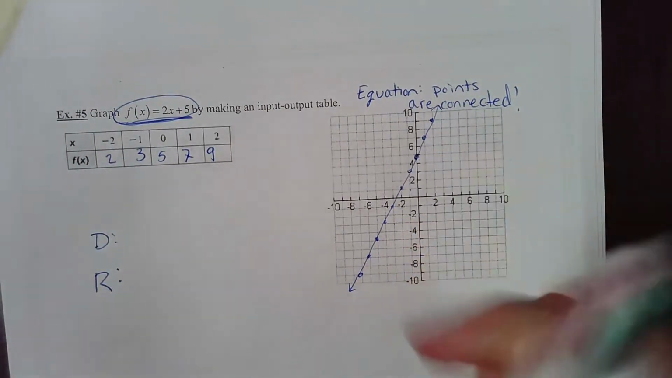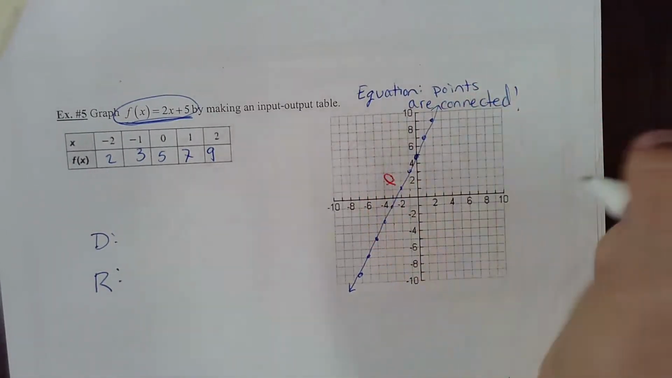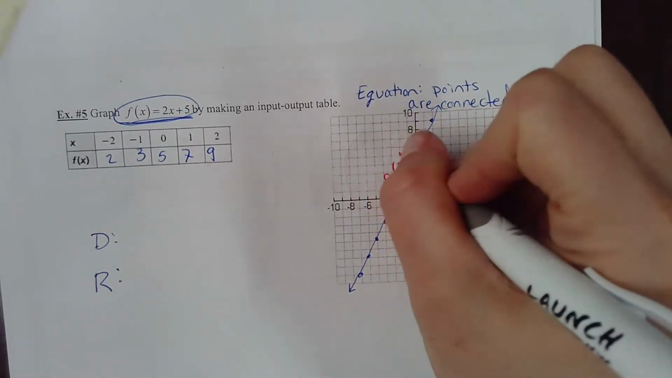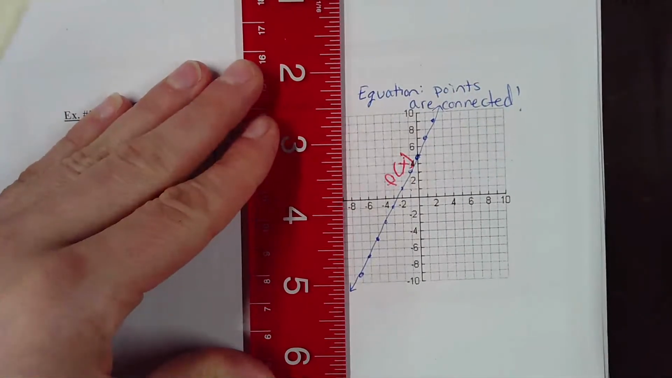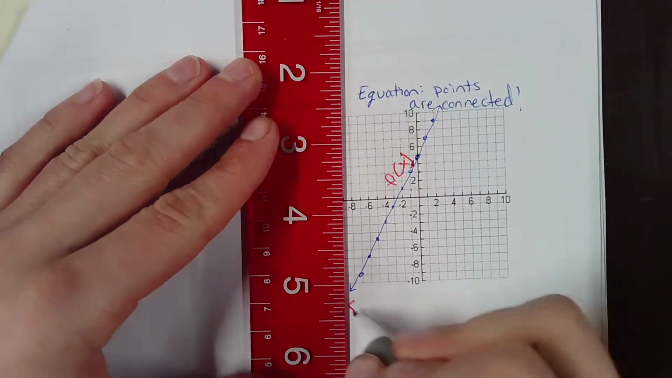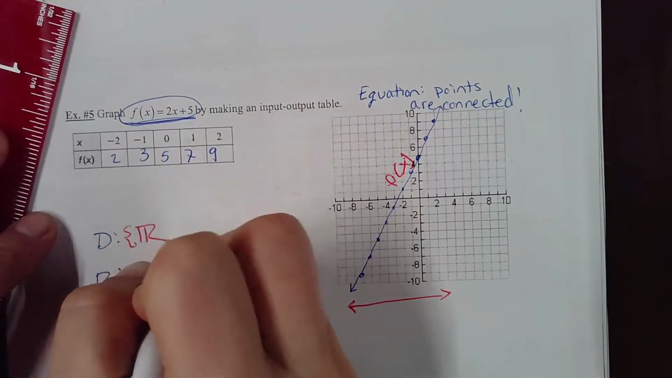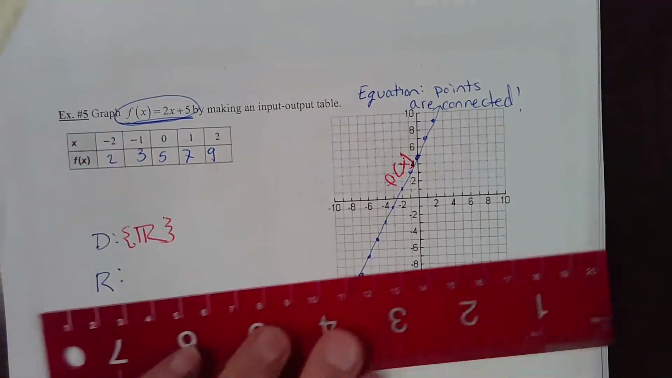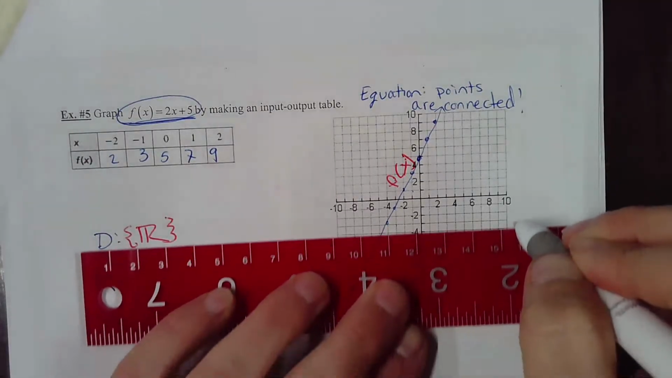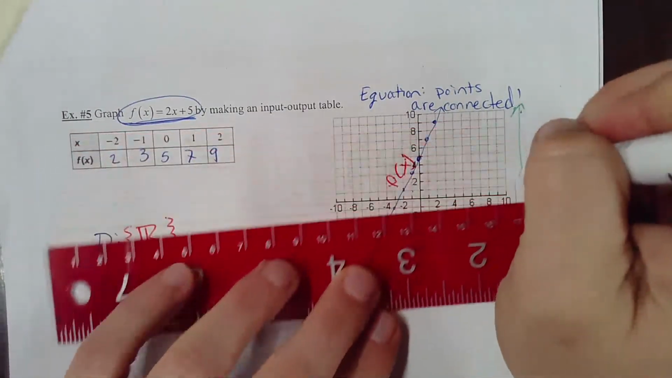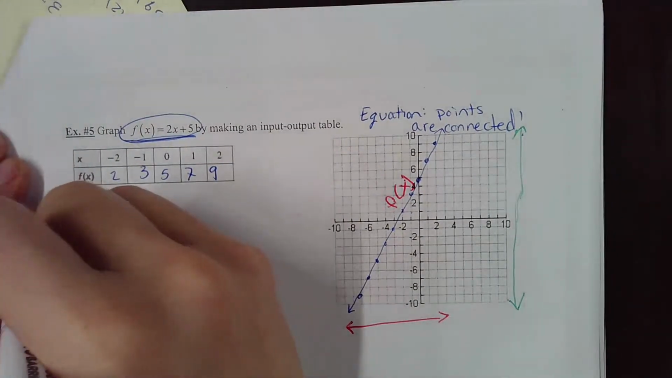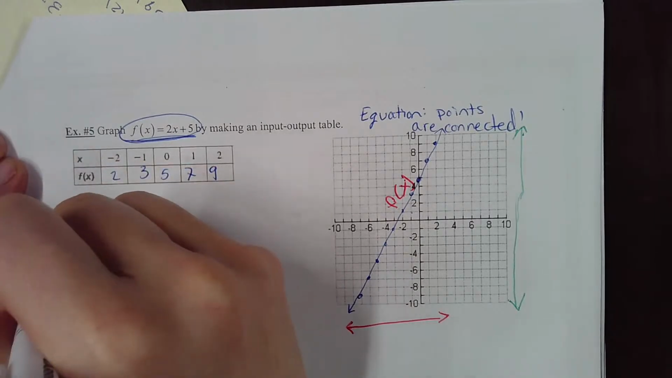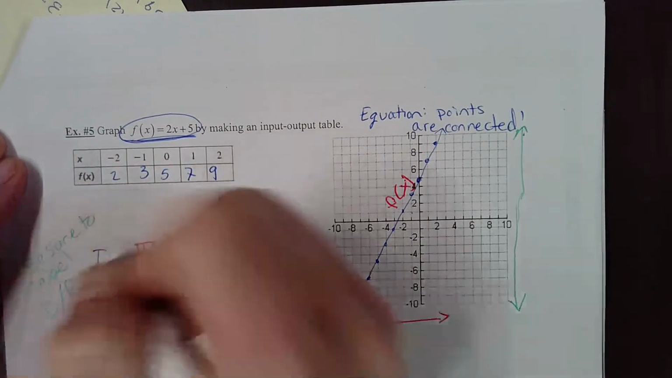Now, we can label this. This graph is graph F, or graph F at X. Now, our domain, going from left to right: arrow, connect, arrow. Our domain is all real numbers. Our range, arrow, connect, arrow. Our range is all real numbers. Be sure to label domain and range.